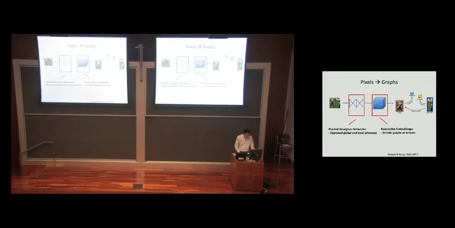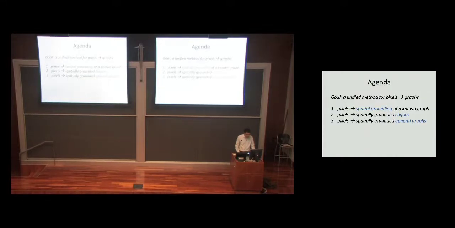So the key ingredients for this general pixel-to-graph approach are, number one, a stacked hourglass network that allows you to do inference at multiple scales and aggregate information at multiple scales. And then number two, associative embeddings that allow you to encode the graph as a tensor. In other words, in a continuous form. Once you are able to encode the graph in a continuous form, you are able to do end-to-end training.